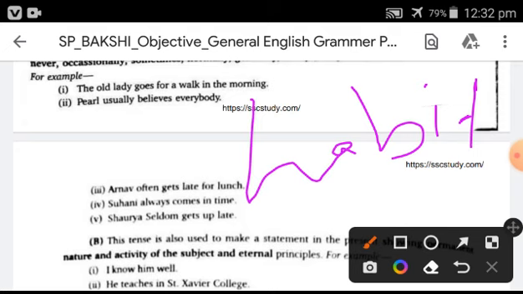When? In the morning. Second sentence is, Pierce usually believes everybody. Pierce is a subject. It can be the name of any person, and he usually believes everybody. It means he has a tendency to believe everybody. It also shows his habit, how he usually believes everybody.